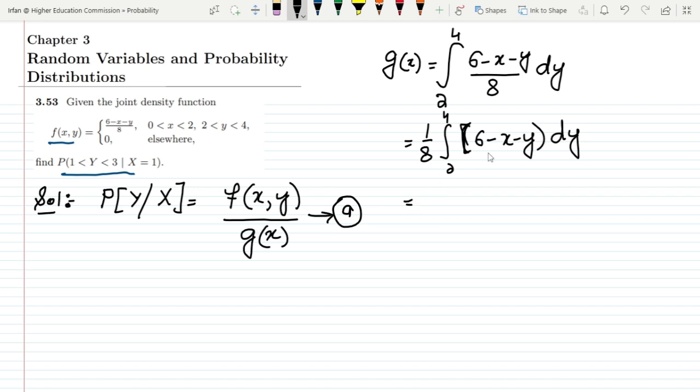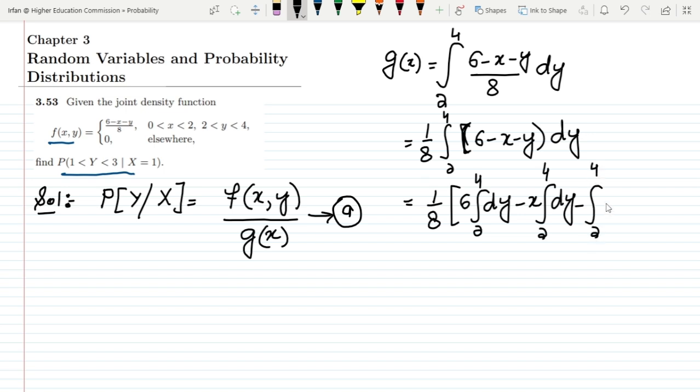Now in order to solve it linearly, let me put it here, and it will be like 6 outside, integral from 2 to 4 of dy, also minus x will be constant for y, so therefore it will be y integrated from 2 to 4 dy, while for this y I will have the integral from 2 to 4 of y dy, and here it is.